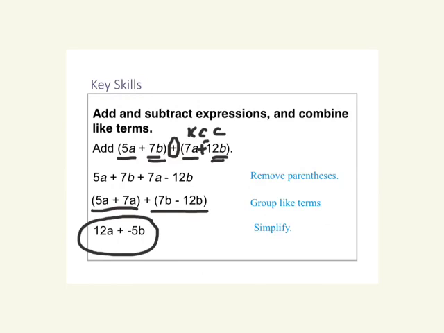Students, change everything to addition. Once you change everything to addition, then you can go ahead and rearrange it and regroup it based on the associative and commutative properties. When you do that, you just simply combine like terms.